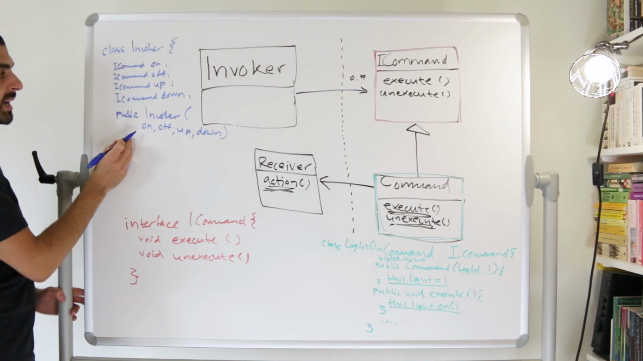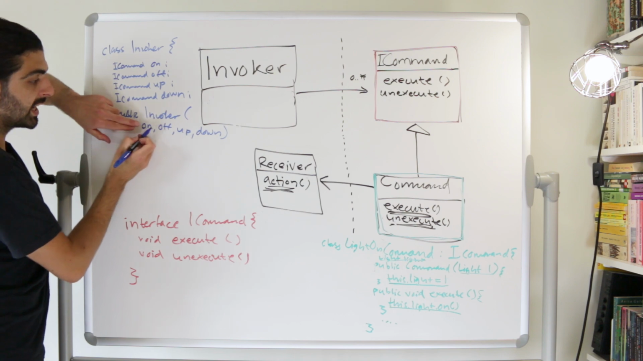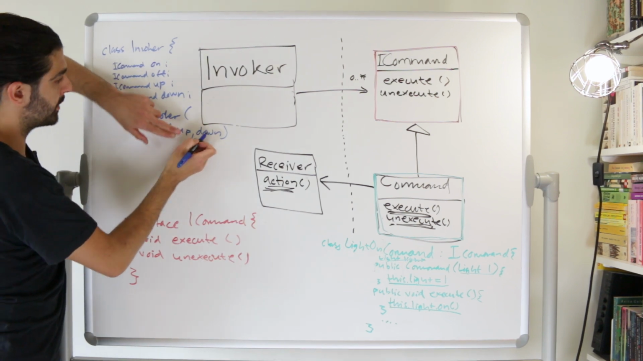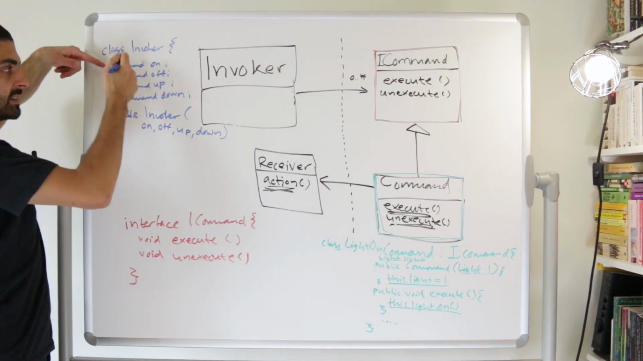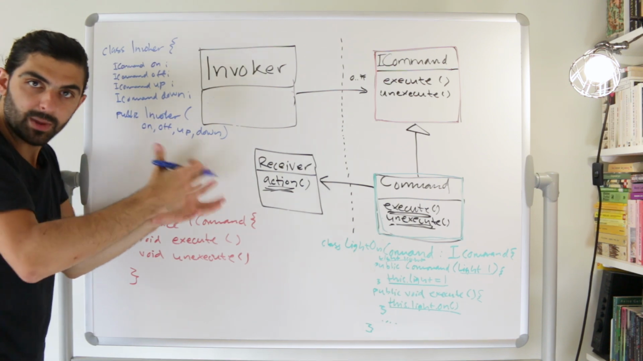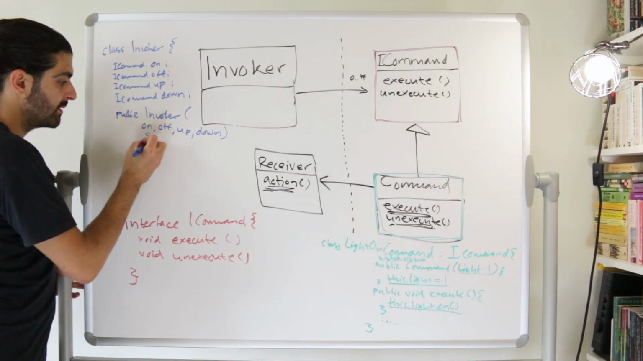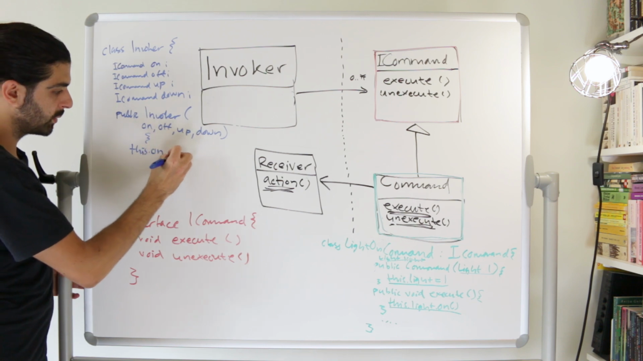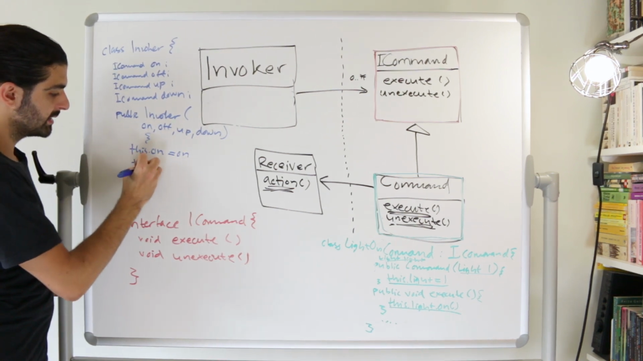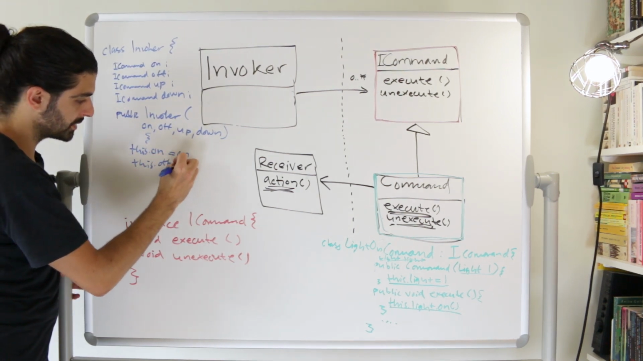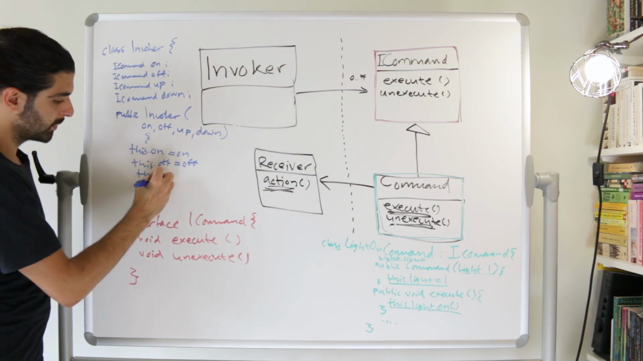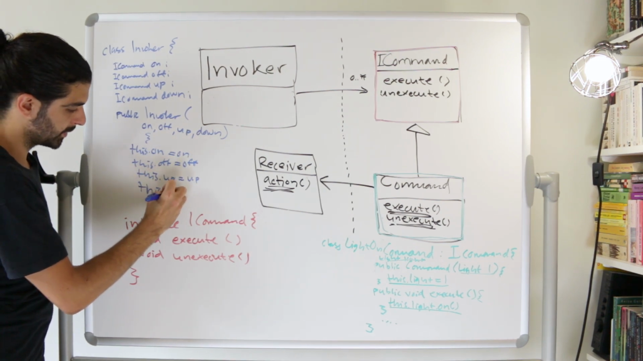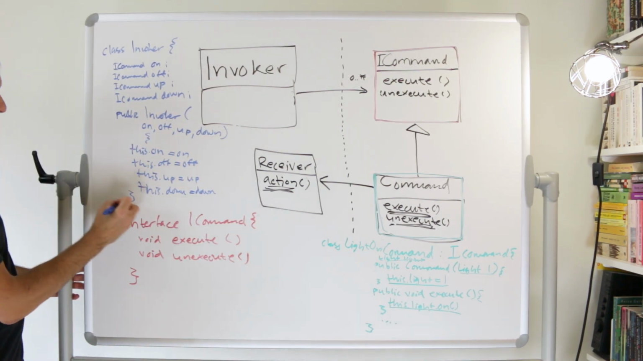I'm not expressing the types, but this should say I command on, I command off, I command up, I command down. So the invoker takes one of each of these different commands that it needs. And then the implementation of this method is simply that we say this.on equals the on that I was passed, this.off equals the off that I was passed, and so forth for up and for down. And then we close the constructor.